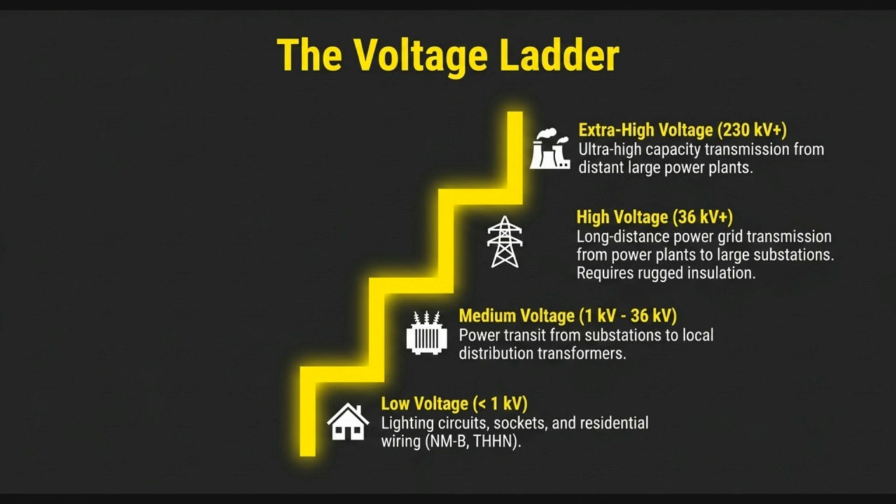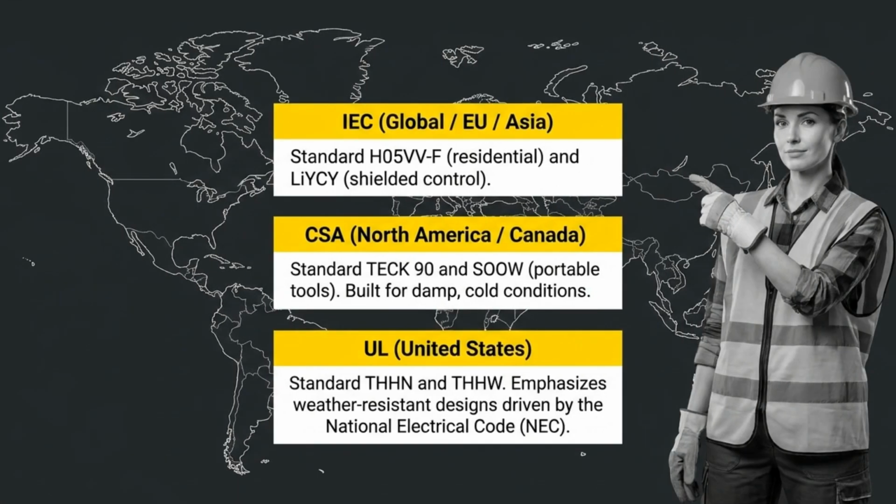The voltage ladder classifies cables by capacity. Low voltage is used for residential wiring. Medium voltage handles power transit from substations. High voltage is for long-distance power grid transmission, and extra high voltage is for ultra-high capacity transmission from large power plants. Electrical standards are regional.